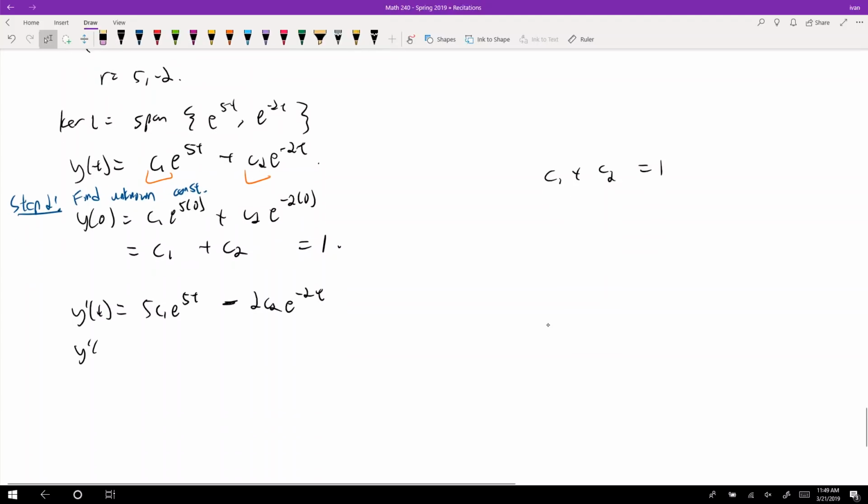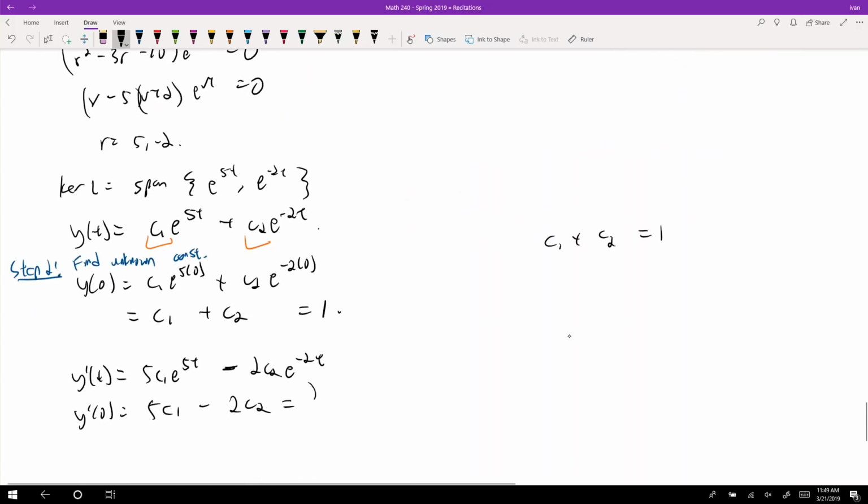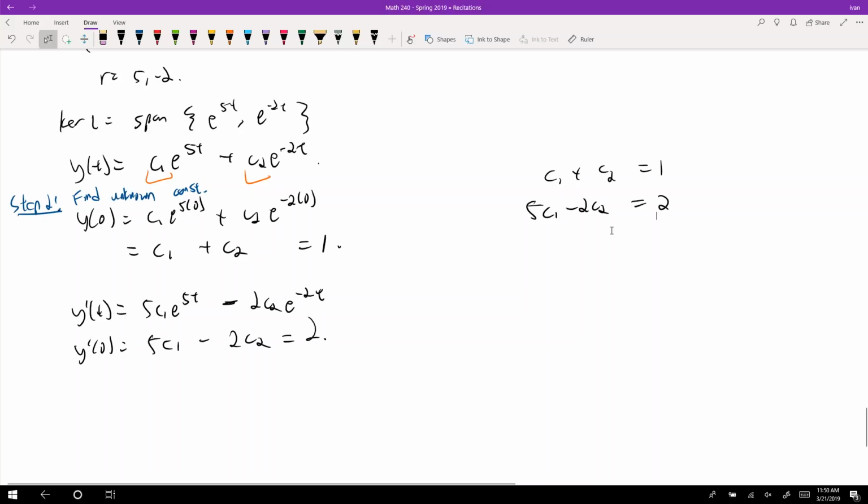And so now we know what y prime of 0 is. That's 5c1 minus 2c2, and we know that was equal to 2. So now I have my other equation, 5c1 minus 2c2 is equal to 2. How are we going to solve this? Well, this is a system of 2 equations, 2 unknowns, and we can solve it by row reducing or making substitutions. We should get 7c1 is equal to 4. So c1 is equal to 4/7, and c2 is equal to 3/7 as well.